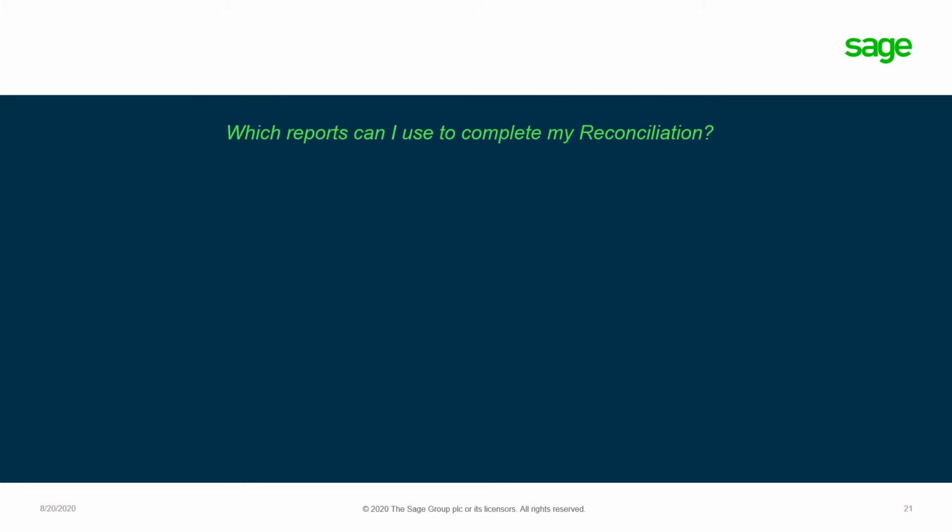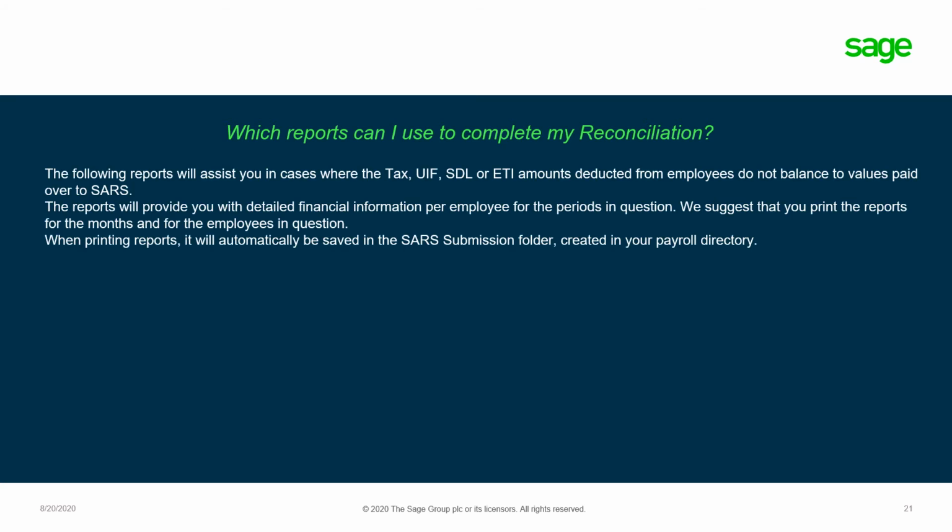Which reports can I use to complete my reconciliation? The following reports will assist you in cases where the tax, UIF, SDL, or ETI amounts deducted from employees do not balance to the values paid over to SARS. The reports will provide you with the detailed financial information per employee for the periods in question. We suggest that you print the reports for the months and for the employees in question. When printing reports, they will automatically be saved in the SARS submission folder created in your payroll directory.